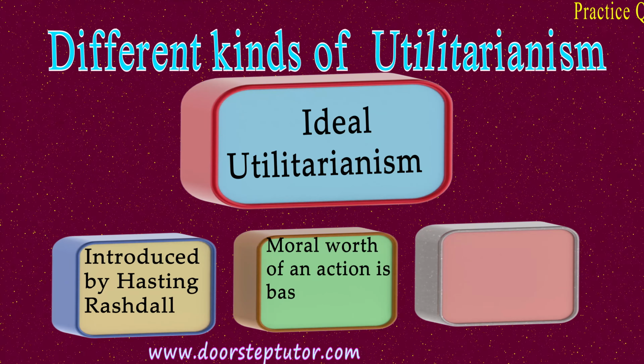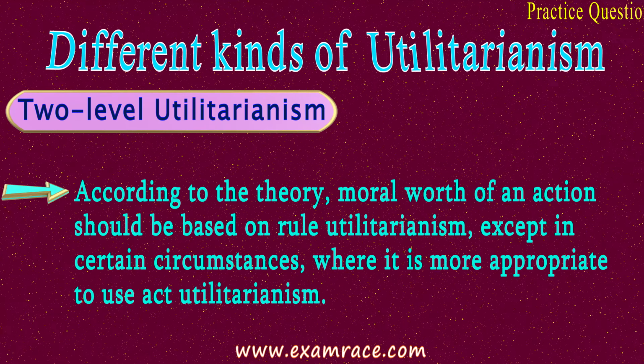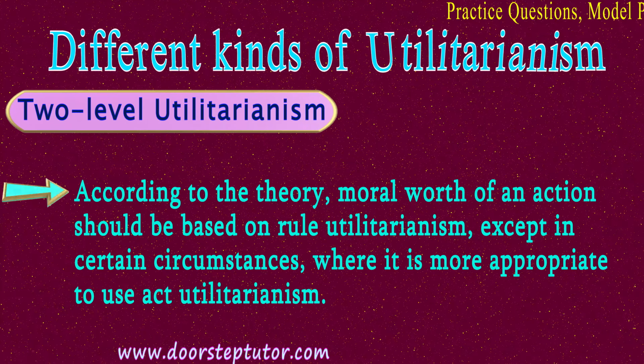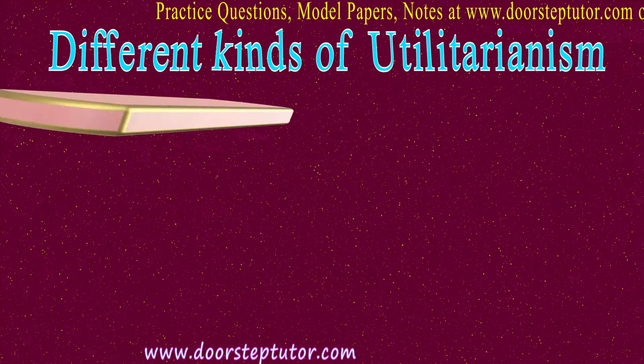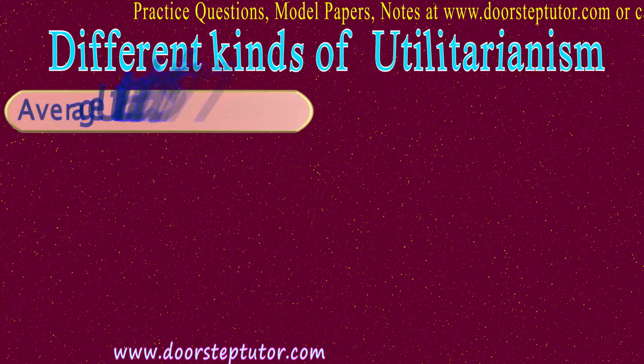The eighth kind is two-level utilitarianism. This is introduced by R.M. Hare. This theory of two-level utilitarianism is a synthesis of act and rule utilitarianism, which we have already studied. Simply put, according to this theory, the moral worth of an action should be based on rule utilitarianism, except in certain circumstances where it is more appropriate to use act utilitarianism. Basically, it is quite simple to understand it as a synthesis or a combining factor of both act and rule utilitarianism. The ninth and the last kind is average utilitarianism.